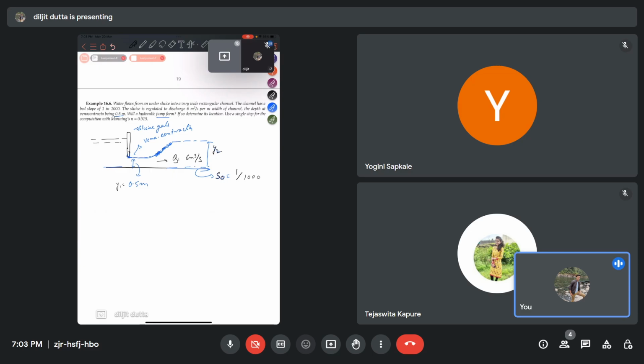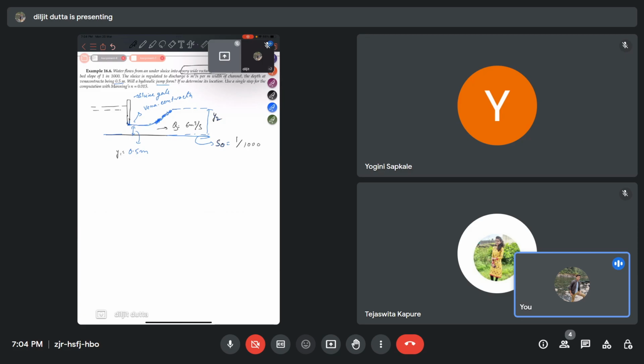Okay, now let us read the question carefully. First, it is given a very wide rectangular section. What do we know for a wide rectangular section? The hydraulic radius is A by P. If we consider By by B plus 2y, here y is much less than B, so B plus 2y can be replaced by B, and it is given as y. So the hydraulic radius is approximately equal to the depth of the flow.